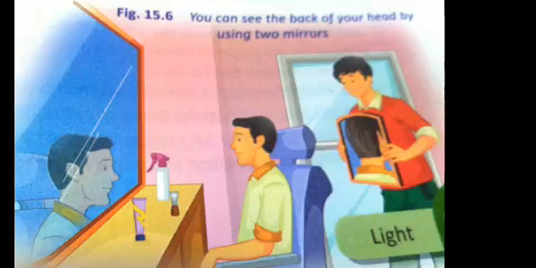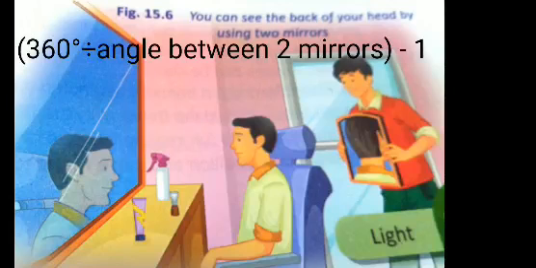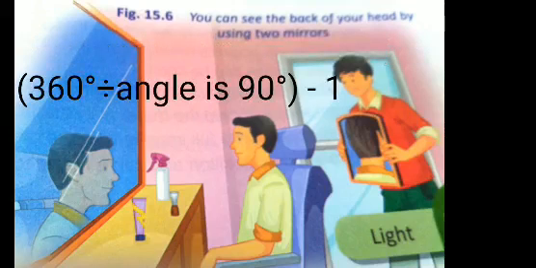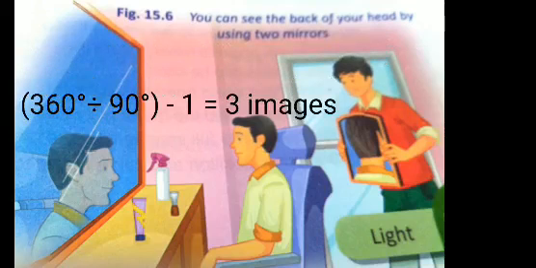Today we are going to find out the concept of multiple reflections using more than one mirror. Using a combination of two mirrors and varying the angle between the two mirrors, we can get any number of images. It depends on a formula: 360 degrees divided by the angle between the two mirrors, minus 1. So if we have two mirrors placed at 90 degrees to each other, we will get 360 divided by 90 degrees minus 1, that is 4 minus 1, that is 3 images.